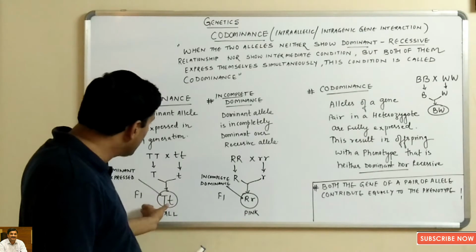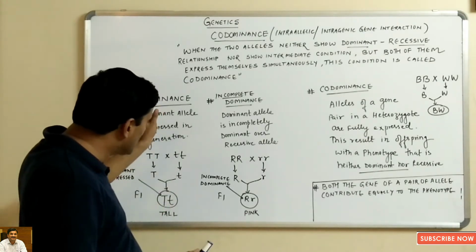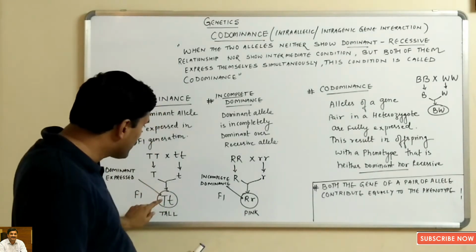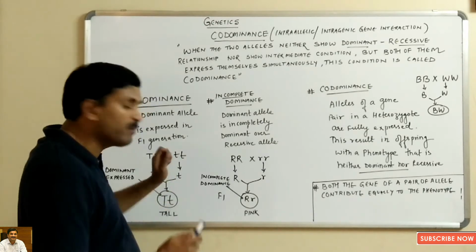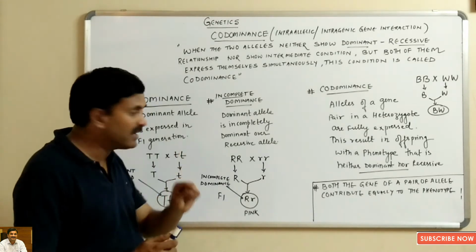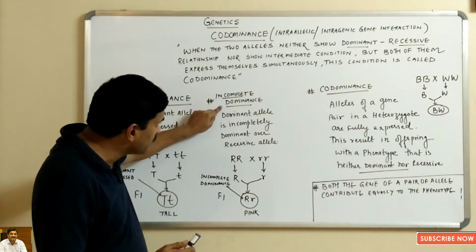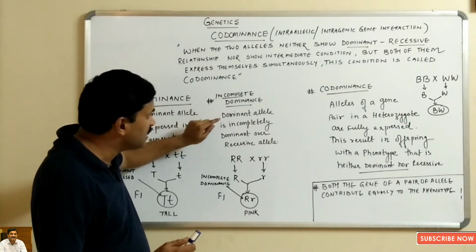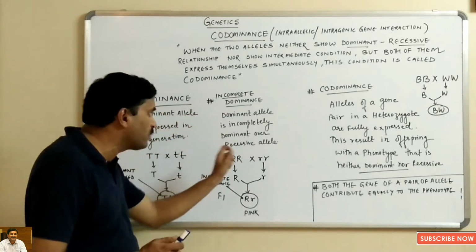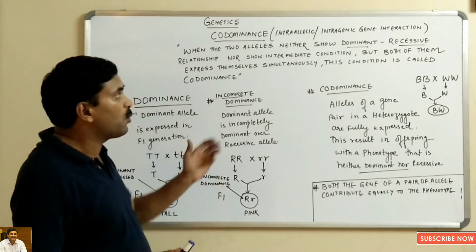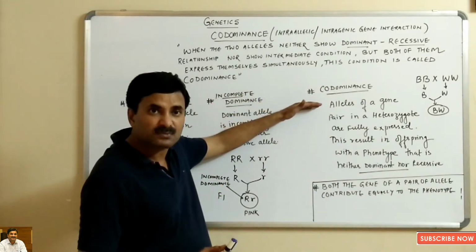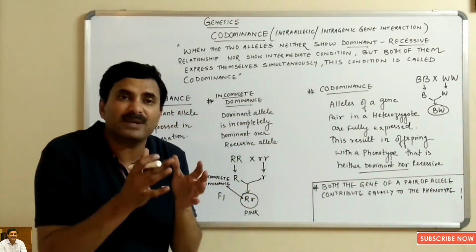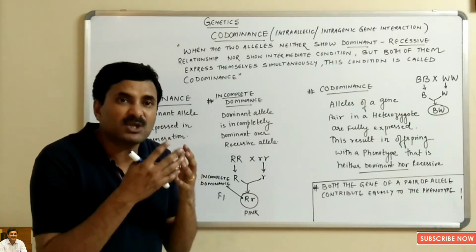So in the dominance concept, we have seen that the dominant allele was fully dominant over the recessive allele. In incomplete dominance, we have seen that the dominant allele was incompletely dominant over the recessive allele. Now what happens in codominance? What do you mean by codominance? Codominance means together. Codominance means together.